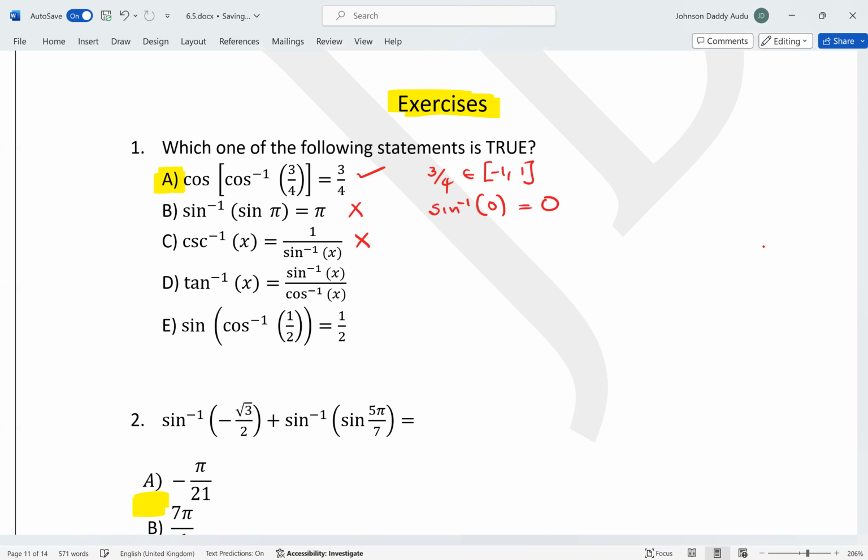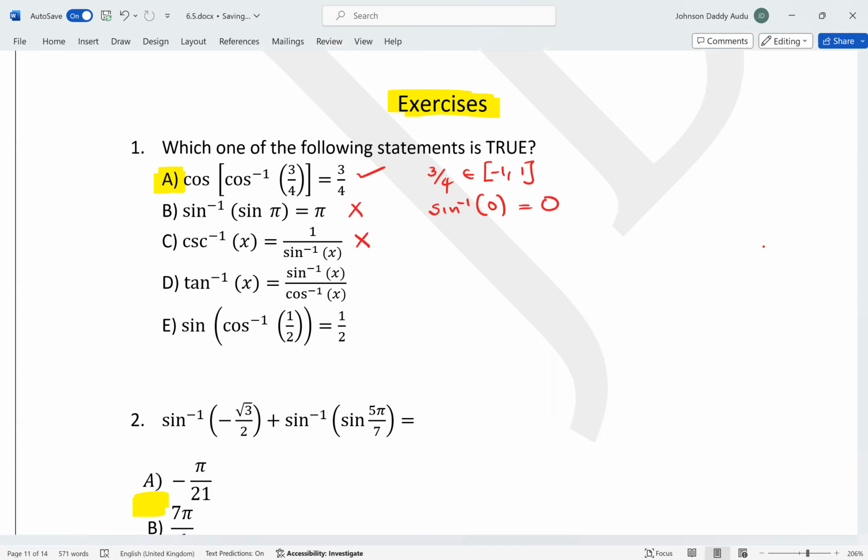Now, this is also not true. Why is it not true? Because cosec inverse is not the same thing as 1 over sine inverse, right? So there is no reciprocal identity here. Only what we know is that cosec x is 1 over sine x, right? This is true. But cosec inverse and sine inverse, no, we don't have that relationship.